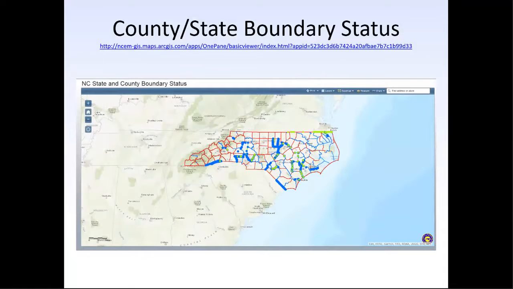We also maintain a data layer of the status of all the work we've done. You can see the link here on the slide, and you can see which county boundaries have been completed in the data there. So all the information, the metadata, will be with those surveys. If there are points along the survey boundary, all of the information will be included in the metadata.